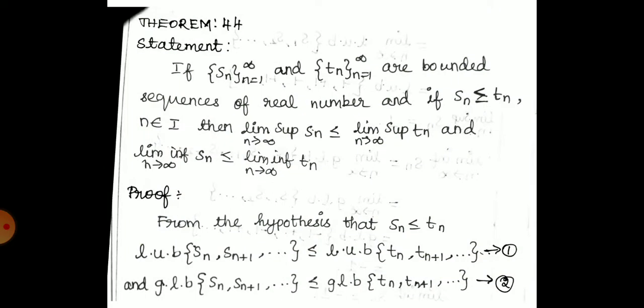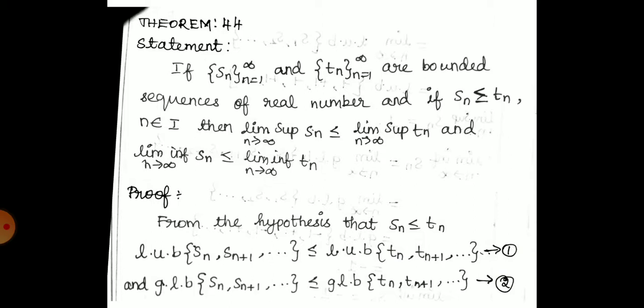Next theorem. If Sn and Tn are bounded sequences of real numbers and if Sn is less than or equal to Tn, then limit supremum Sn is less than or equal to limit supremum Tn, and limit infimum Sn is less than or equal to limit infimum Tn. So Sn and Tn are bounded sequences of real numbers, and if Sn is less than or equal to Tn, then we have to prove that limit superior Sn is less than or equal to limit superior Tn, and limit inferior Sn is less than or equal to limit inferior Tn.